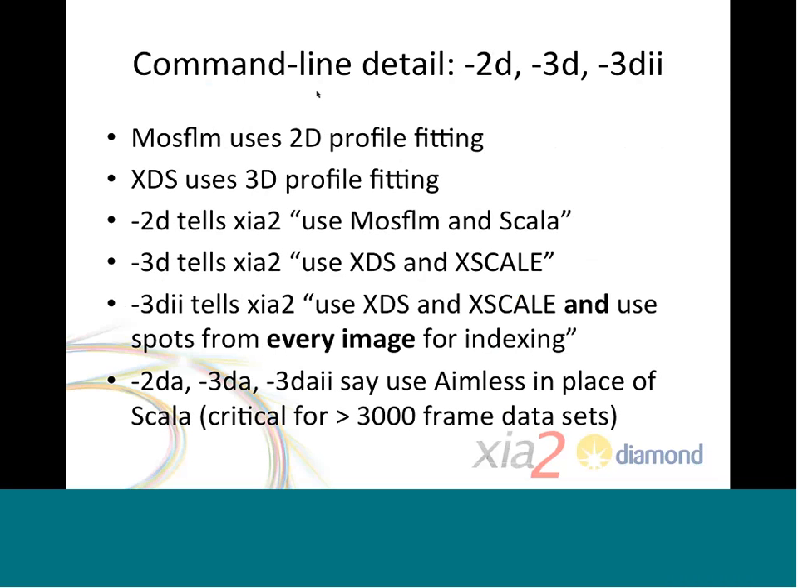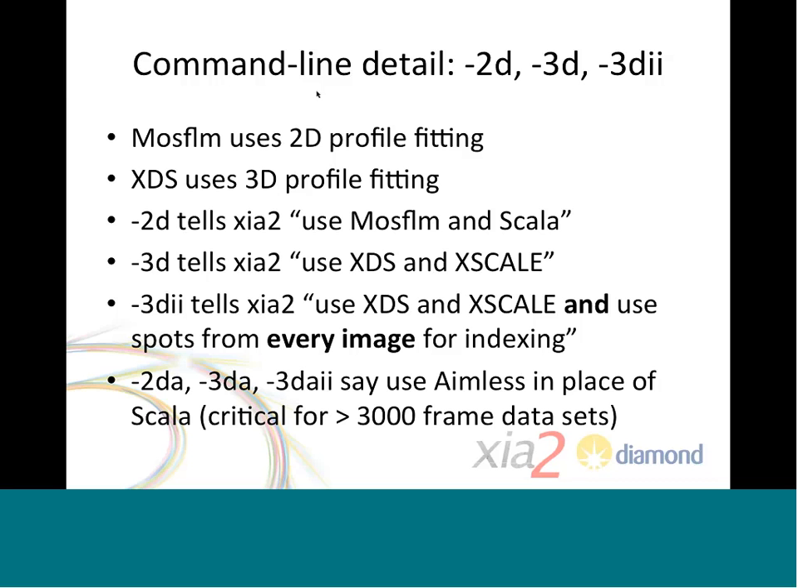Minus 3DII tells xia2 use XDS and XScale and also use spots from every image for auto-indexing. So this will actually find peaks on your entire data set. So if you've got a high resolution data set and lots of frames, that's going to take ages and not give you a better result. But if you've got low resolution data or small molecule data or very narrow sweeps, it is quite useful.